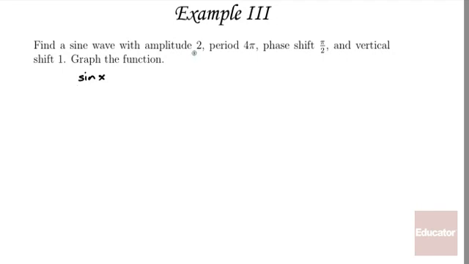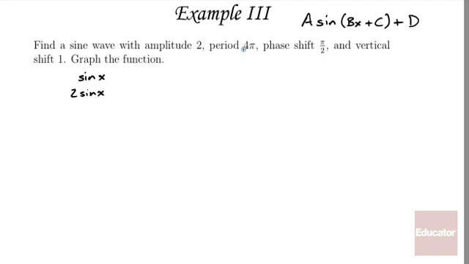Now I want to give it amplitude 2. And remember, 2 was just the number on the outside, the a. Let me rewrite that equation. A sine of bx plus c plus d. So amplitude 2 means it's 2 sine x.